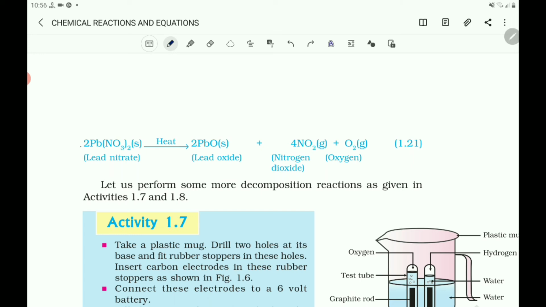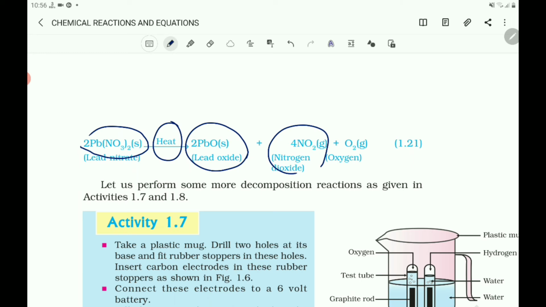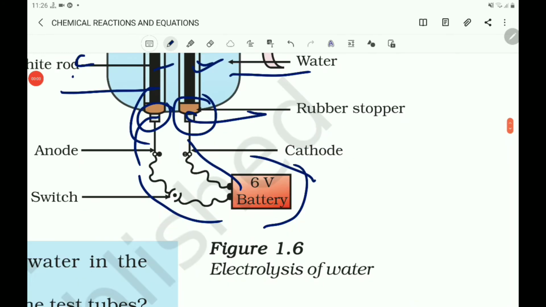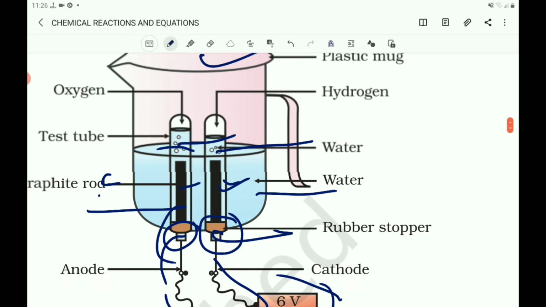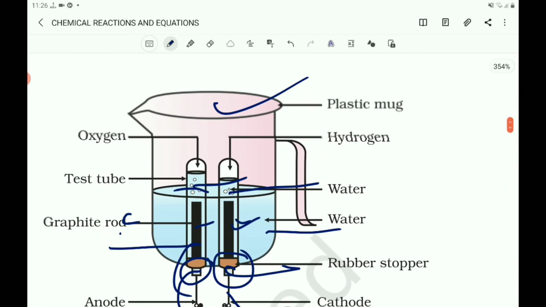Here, 2Pb(NO3)2, which is lead nitrate, on heating, lead oxide PbO, nitrogen dioxide NO2, and oxygen will form here. These are the 3 products. And now let us do the activity for the electrolysis of water, which is one of the decomposition reactions.